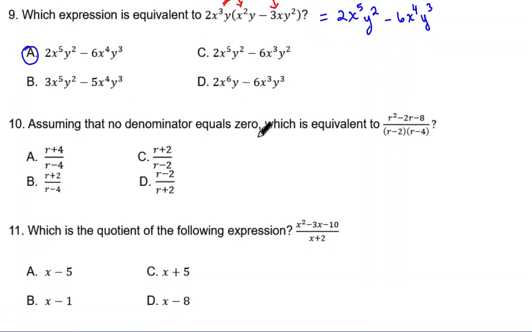Assuming that no denominator equals 0, and I think I mentioned in my previous video, when you see this for the purpose of the SOL, just ignore it, okay?